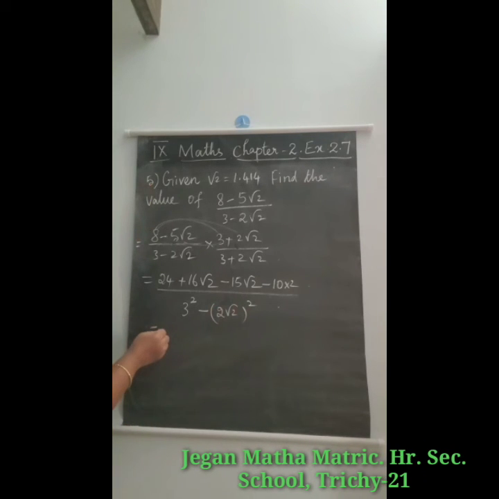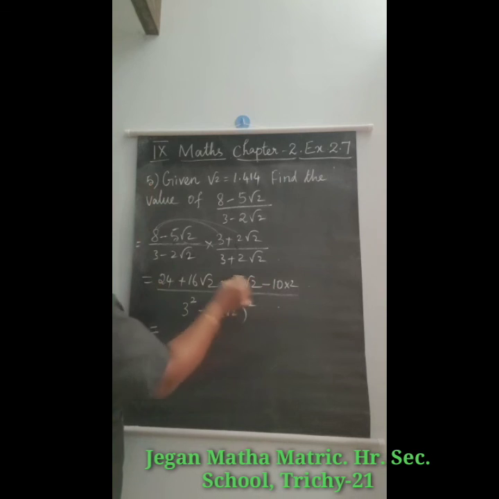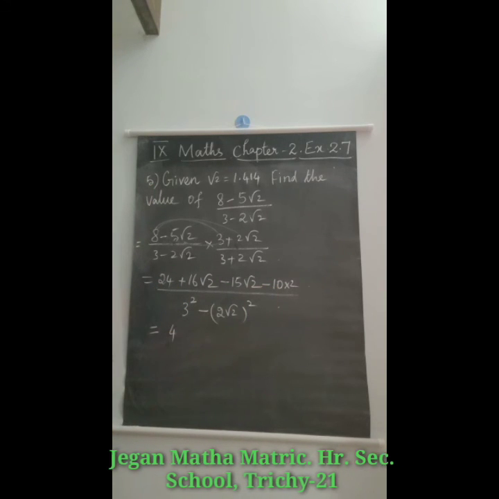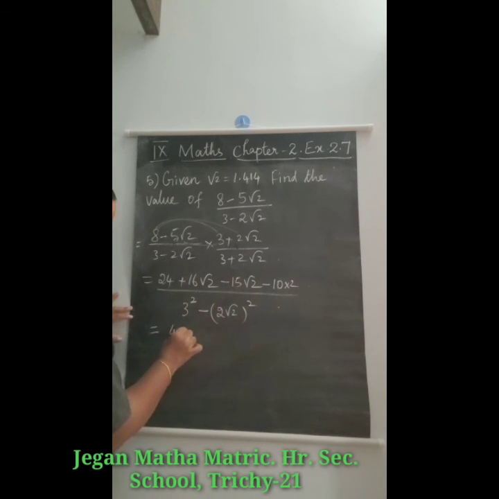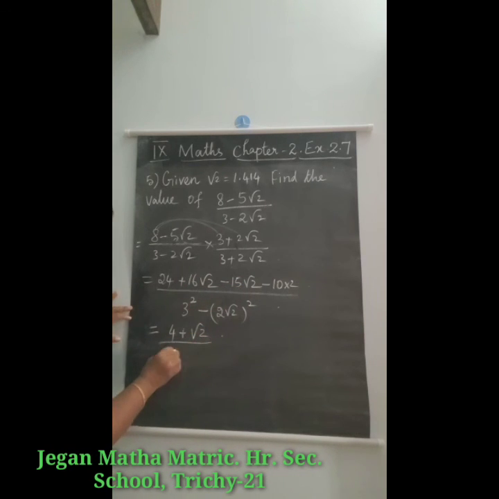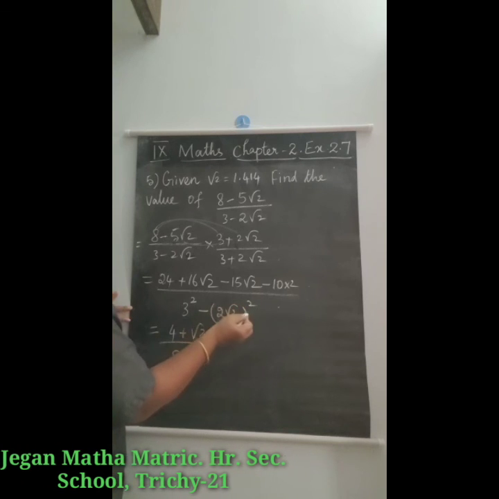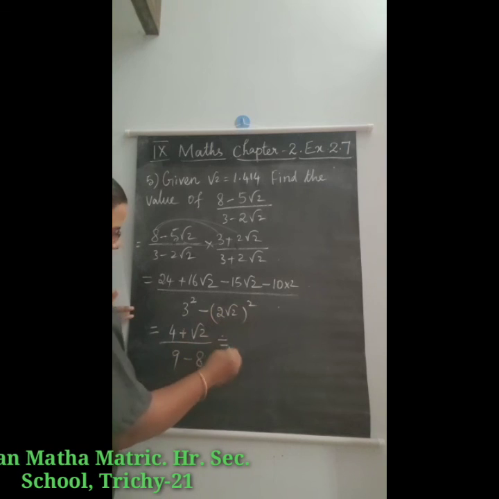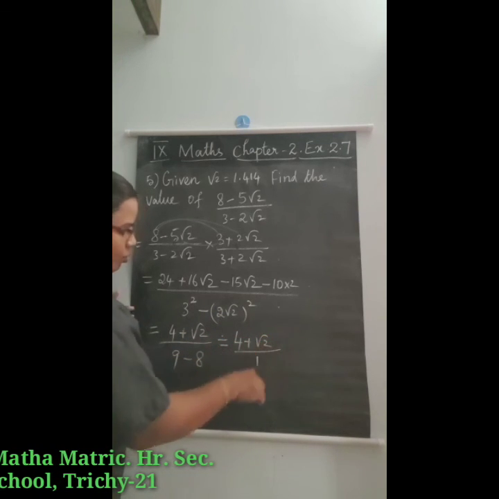So, that is equal to 24 minus 20, so 24 minus 20 is 4, and here 16 root 2 minus 15 root 2 is 1 root 2. So, 4 plus root 2 divided by 3 3s are 9. Here 2 2s are 4 and the square root will be cancelled. So, 4 2s are 8. So, 9 minus 8. So, that is equal to 4 plus root 2 divided by 1 only.